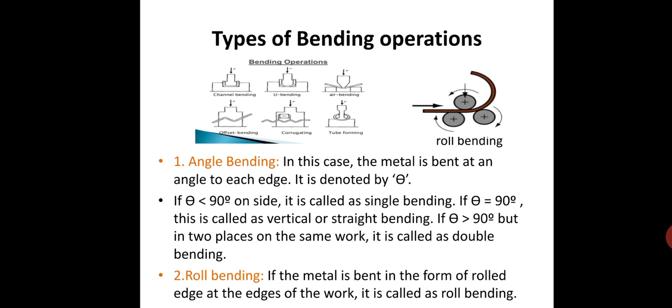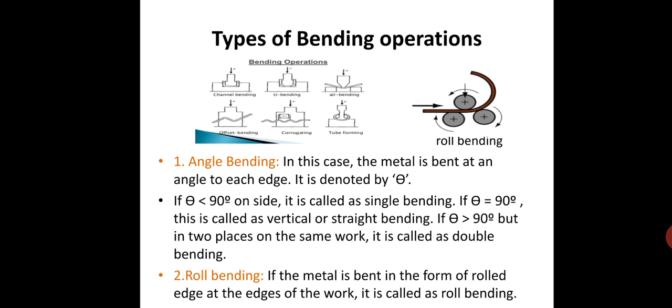Types of bending operations: first, the angle bending, roll bending. The various bending operations are displayed in the diagram. First one is the channel bending, U bending, air bending, offset bending, circulating, tube bending.